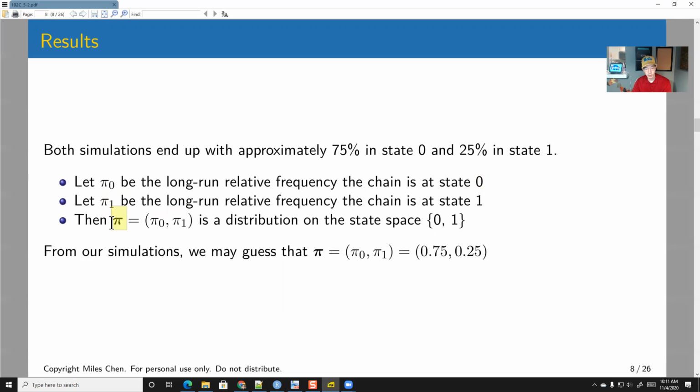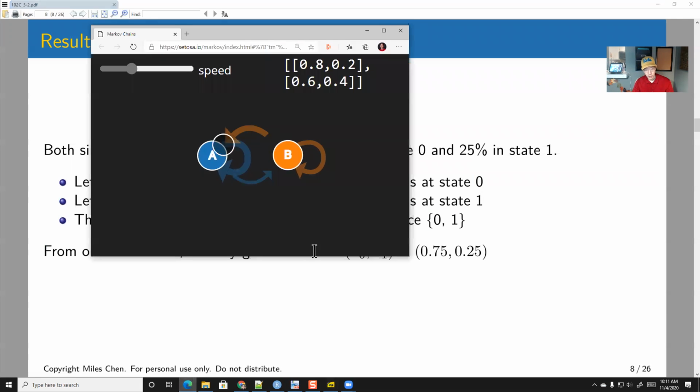And we're going to create a vector pi. The vector pi is the distribution on the state space 0, 1. So it's going to be the distribution of long run relative frequencies. If we keep watching this over and over again, in the long run, what proportion of the times is it going to be in state A, and what proportion of the times is it going to be in state B?